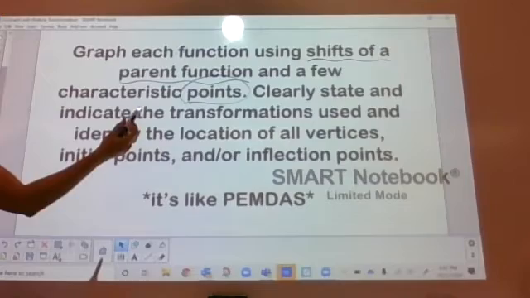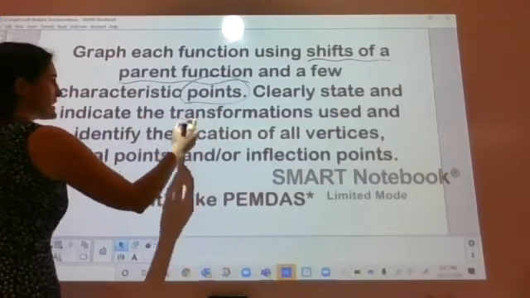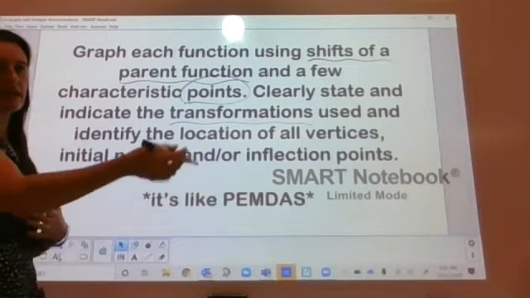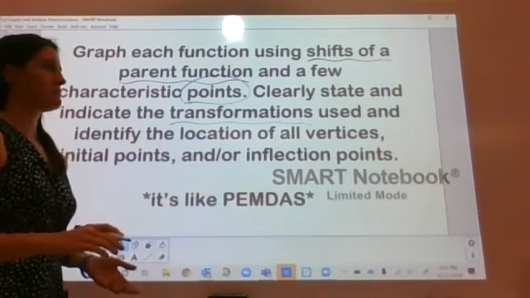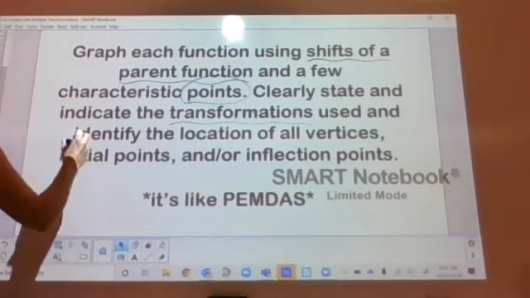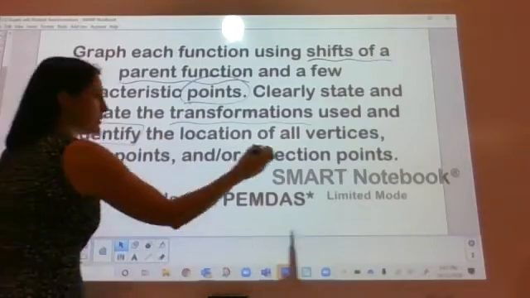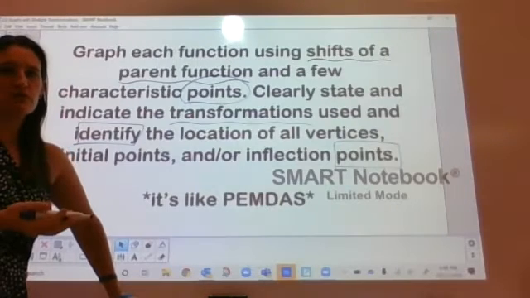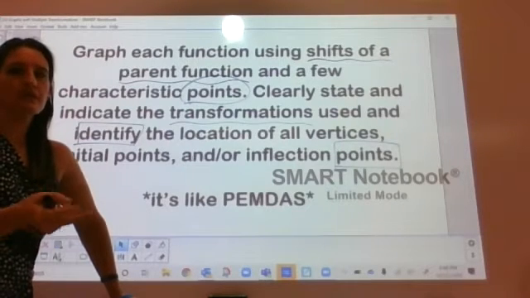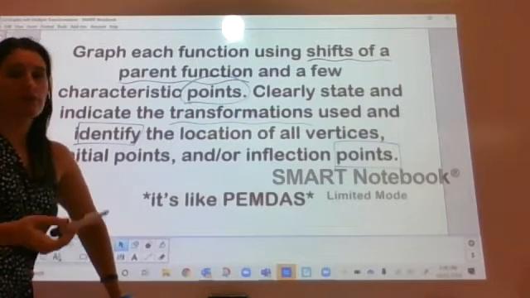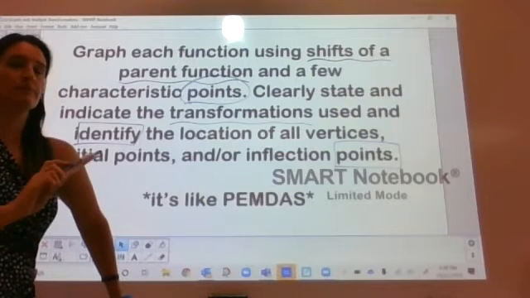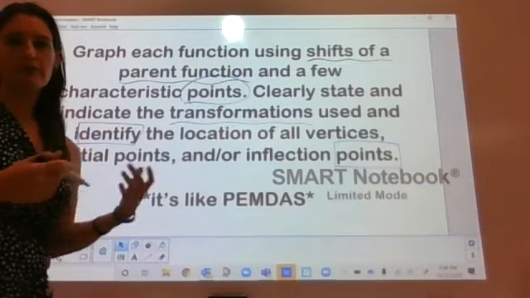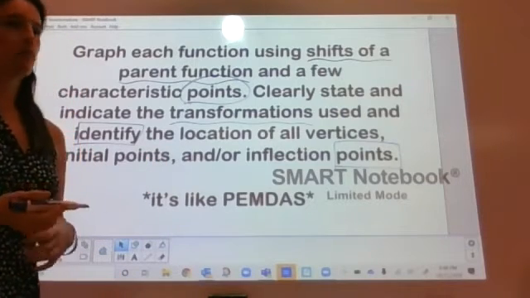And then we are going to state and indicate the transformations that we used. So we're going to write down, did we go left, did we go right, up, down, like what we did. And then identify the points. Remember we had those vocabulary words where they each have a different special point, like it's a vertex or it's an inflection point, or the absolute value. No, sorry. The square root graph had an initial point. So we're going to put the ordered pair for those points, okay?